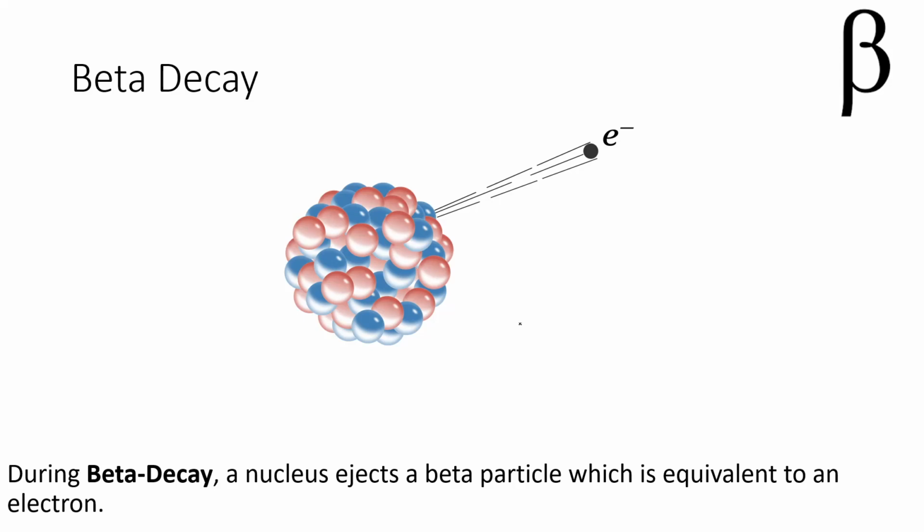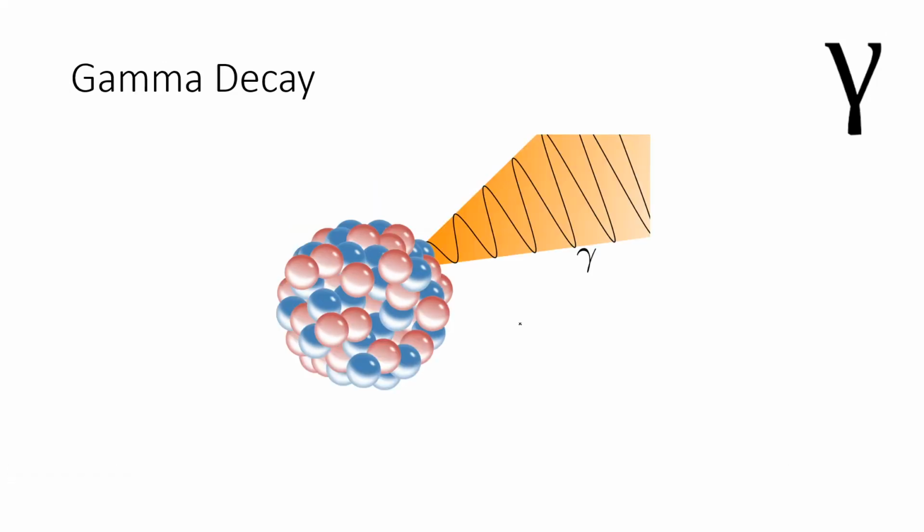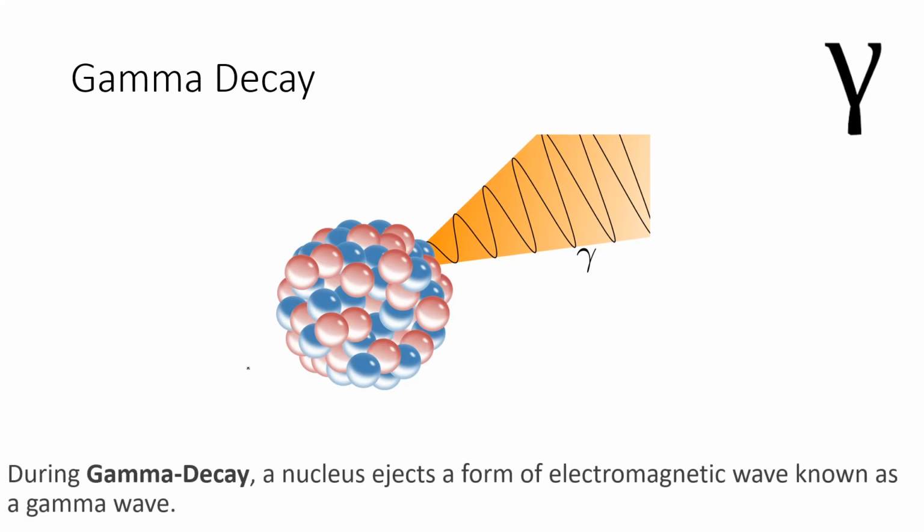Let's talk about gamma decay, which is a very serious one. So this is gamma decay. Up in the right-hand corner, you'll see the Greek letter for gamma. Now, gamma decay doesn't release a particle. Instead, what it releases are these rays. It can release these things called gamma rays. Now, gamma rays are very deadly. Let's just have a quick read of the description that I put. During gamma decay, a nucleus ejects a form of electromagnetic wave known as a gamma wave. So these are the waves that apparently turned Bruce Banner into the Hulk.